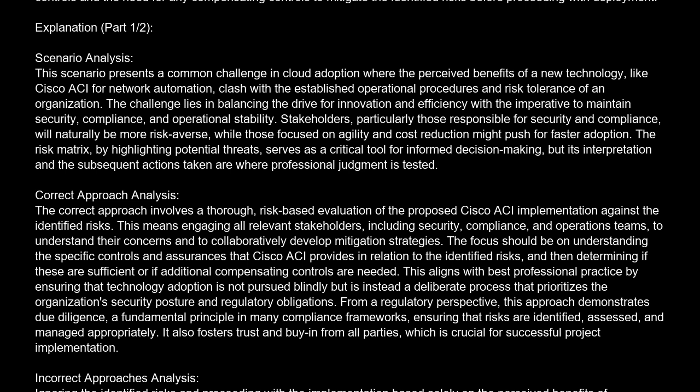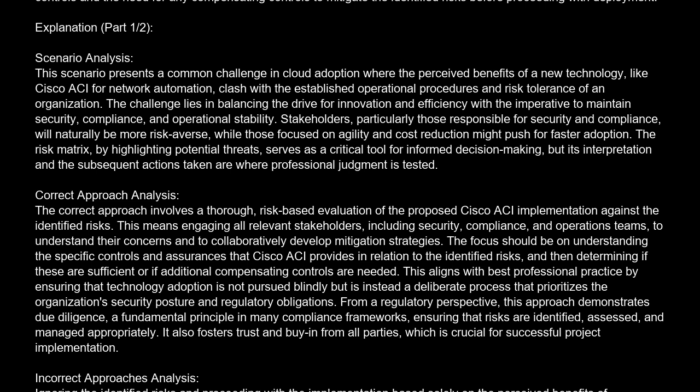The focus should be on understanding the specific controls and assurances that Cisco ACI provides in relation to the identified risks, and then determining if these are sufficient or if additional compensating controls are needed. This aligns with best professional practice by ensuring that technology adoption is not pursued blindly, but is instead a deliberate process that prioritizes the organization's security posture and regulatory obligations.